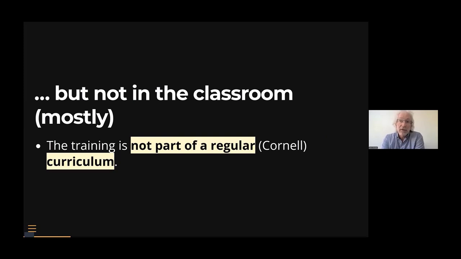But none of that is in the classroom. So this is the LDI Replication Lab. It's not part of a regular, at least at Cornell, curriculum. And the training that I give my students in order to be productive participants in that lab is necessary because I can't just drop them in and expect them to know how to do it. They have to learn a certain number of things.